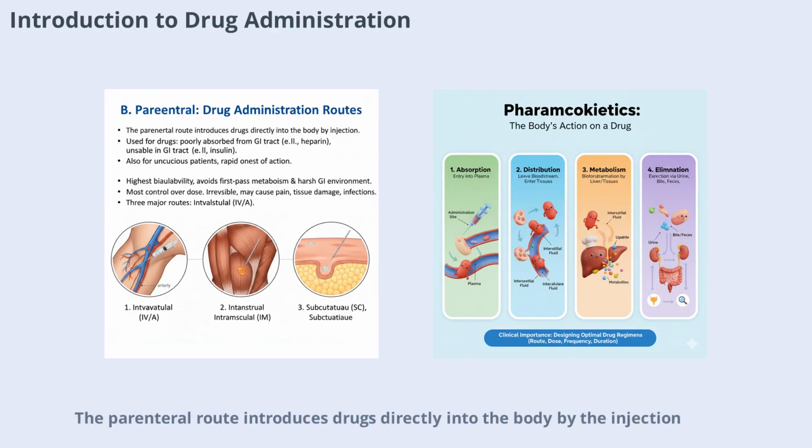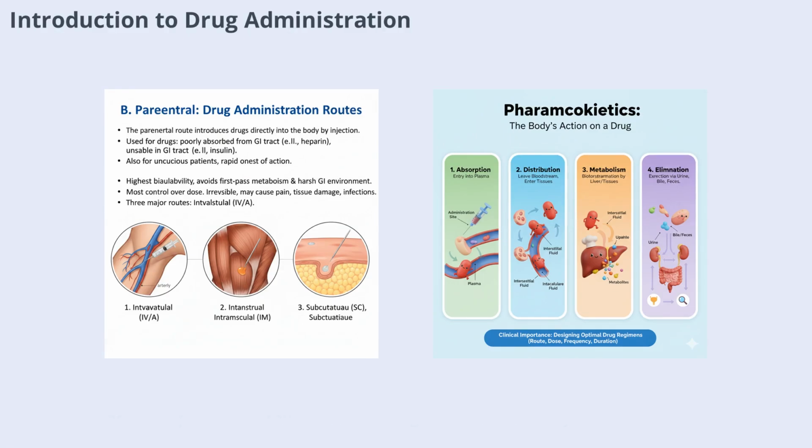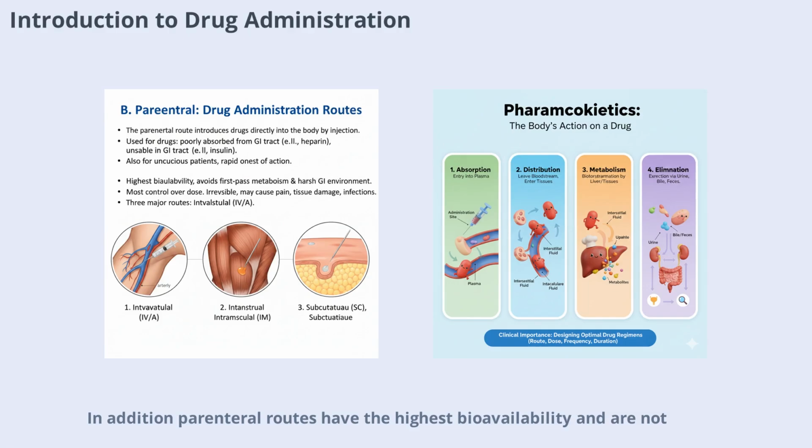B. Parenteral. The parenteral route introduces drugs directly into the body by injection. Parenteral administration is used for drugs that are poorly absorbed from the GI tract, for example, heparin, or unstable in the GI tract, for example, insulin. Parenteral administration is also used if a patient is unable to take oral medications, such as unconscious patients, and in circumstances that require a rapid onset of action.